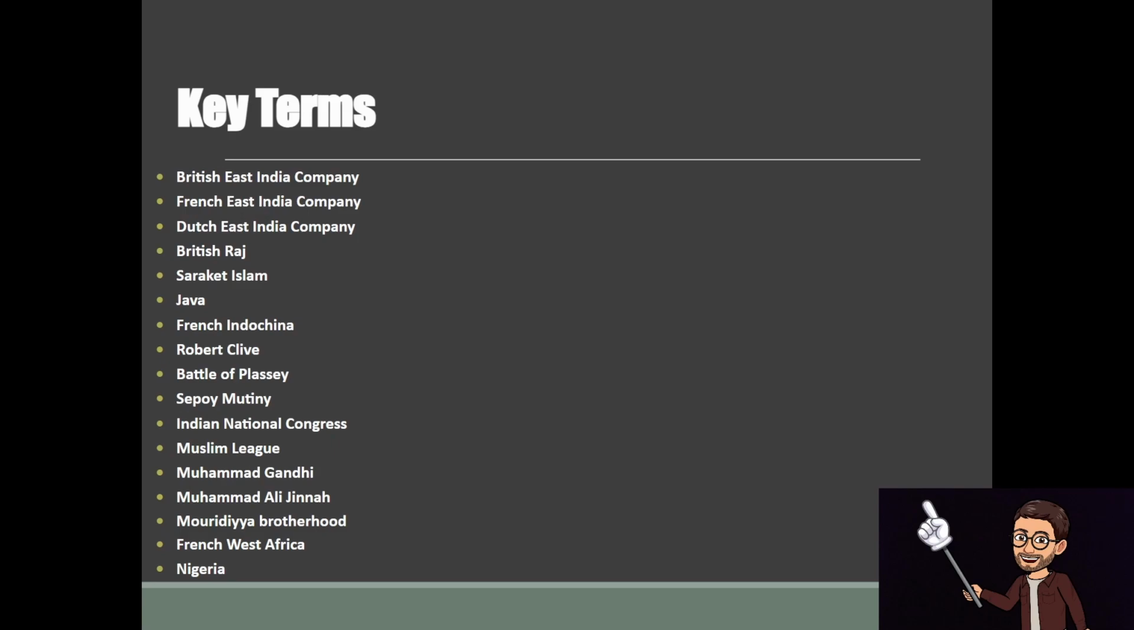So today we'll be talking about the British East India Company, the French East India Company, the Dutch East India Company, the British Raj, Sarekat Islam, Java, French Indochina, Robert Clive, the Battle of Plassey, the Sepoy Mutiny, Indian National Congress, the Muslim League, Mahatma Gandhi, Muhammad Ali Jinnah, Mouridiyya Brotherhood, the French West Africa, and Nigeria.